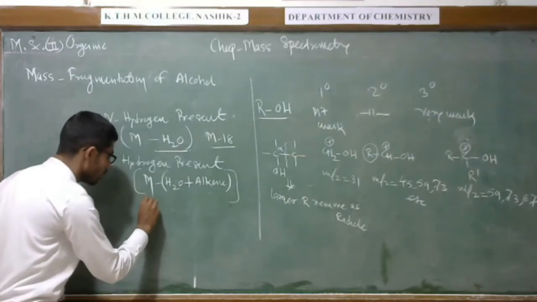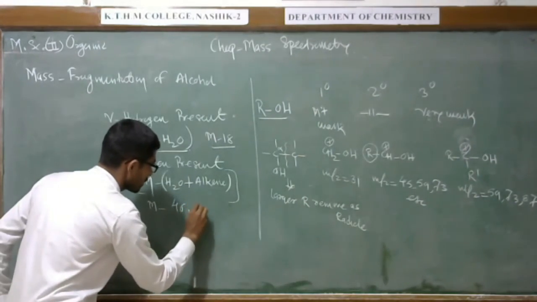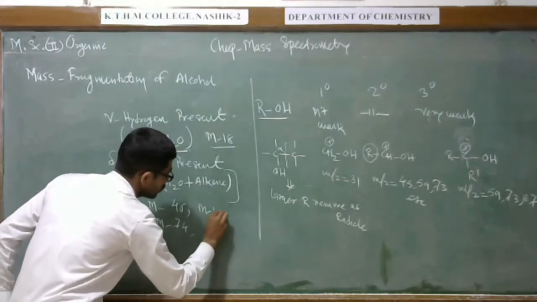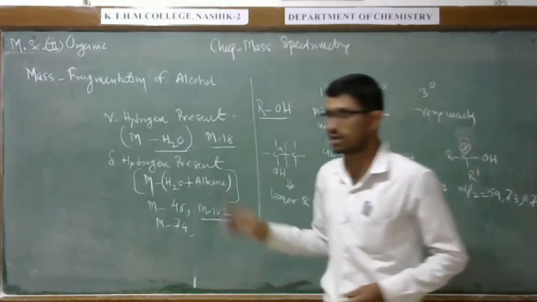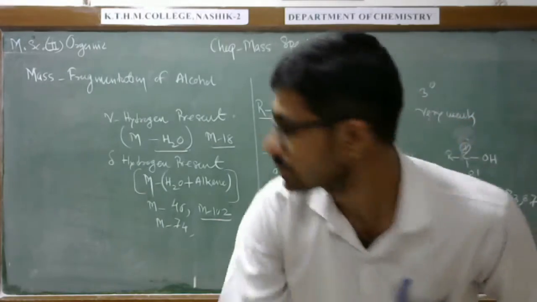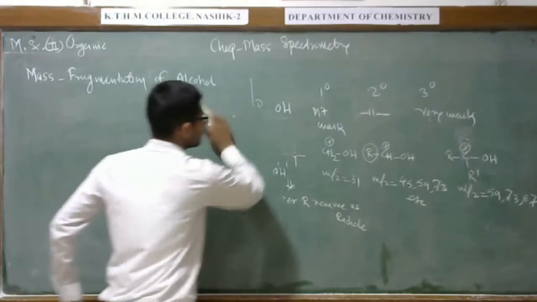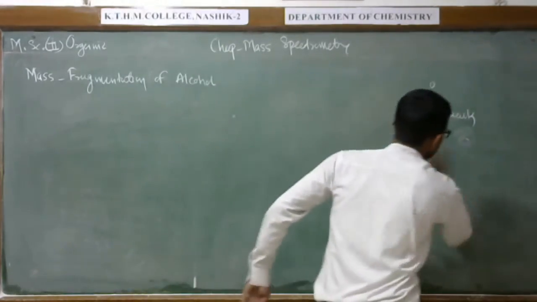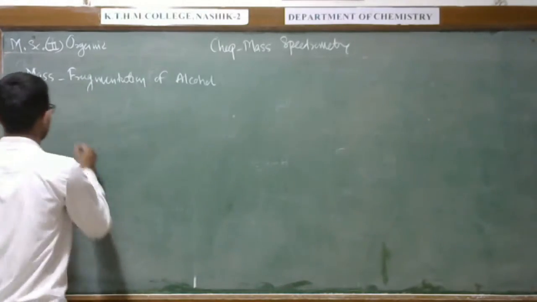When ethene is lost, we can observe M minus 86, M minus 74 and M minus 102. So that kind of peak we can observe in mass fragmentation of aliphatic alcohols. So let us discuss with an example here. Consider the example of 1-propanol.